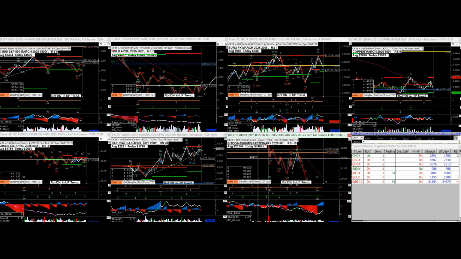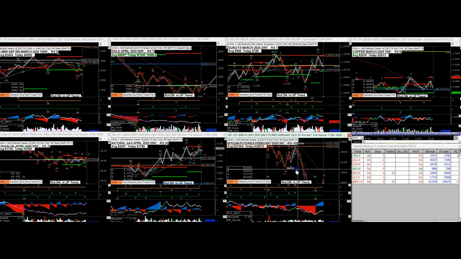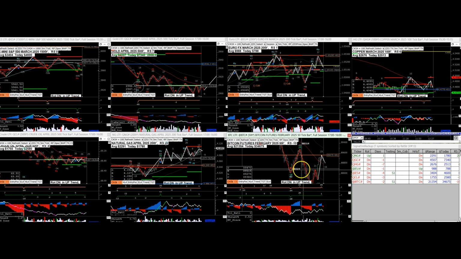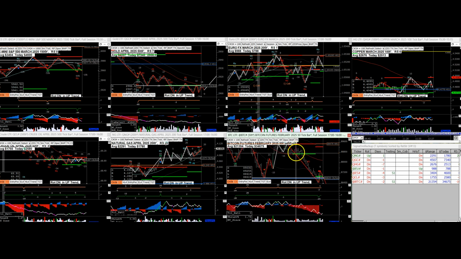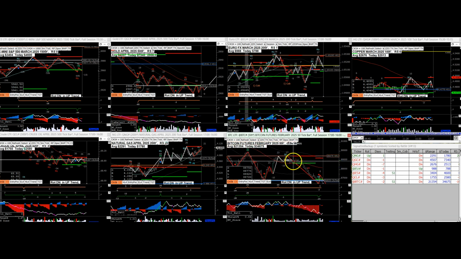Where's my mouse? You had it right there. Here you didn't have it. Here you had it right here. Very clearly see the red bar reversal. That's what you look for when you have downtrend, selling, pullback, bang, right there.